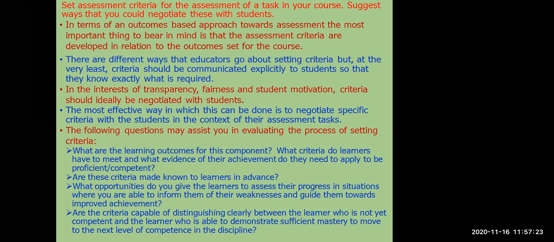There are different ways that educators go about setting criteria, but at the very least, criteria should be communicated explicitly to the students. Whenever you are writing the COs, the students should know that I will be tested on these COs. In the interest of transparency, fairness, and student motivation, criteria should ideally be negotiated with the students. What type of questions will come, that also you should discuss with the students. What are the attainment goals? What are the attainment levels? It will need mature students and mature teachers.